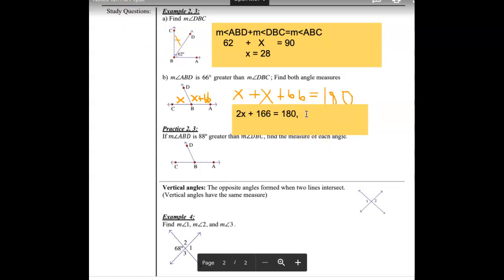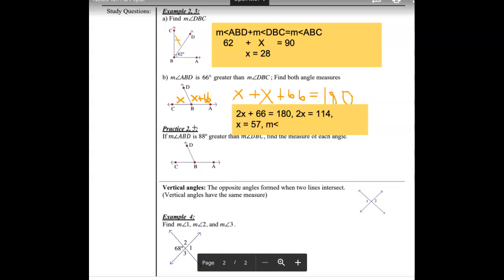What was that, Daddy? So if you guys carry on and solve this equation, subtract 66 on both sides, it's just 66, not 166. You'll get 2x equals, 180 minus 66 is 114, and then divide both sides by 2, and you will get x equals 57. And then you'll get your two angles.